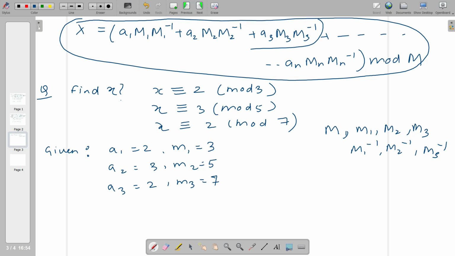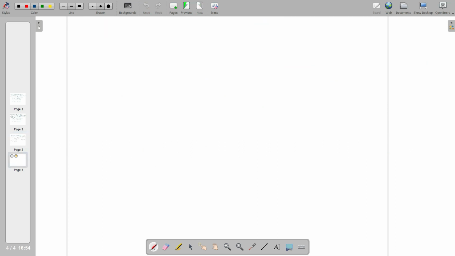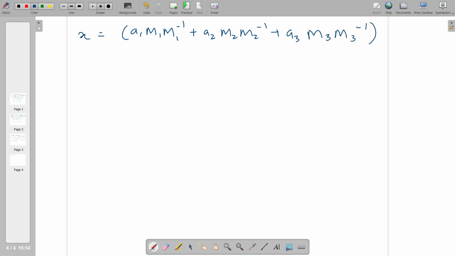Because we have only three equations, now we can write the value of x: x is equal to a1 capital M1, M1 inverse, plus a2 capital M2, M2 inverse, plus a3 capital M3 and M3 inverse, whole mod M. Now we need to find these capital M's: capital M, capital M1, capital M2, capital M3, and then we can calculate their inverses also.